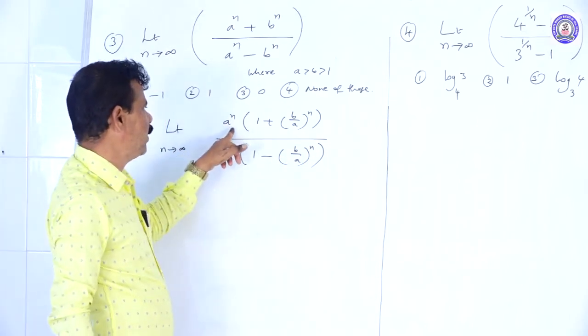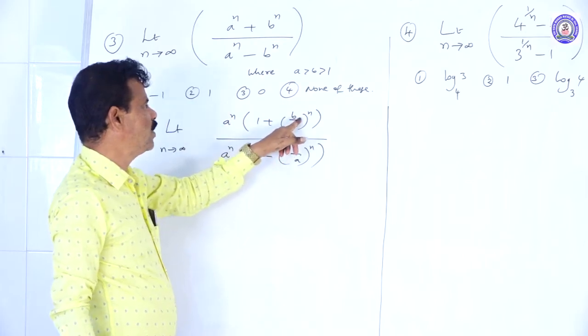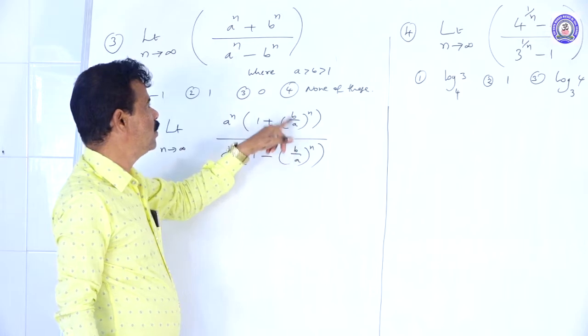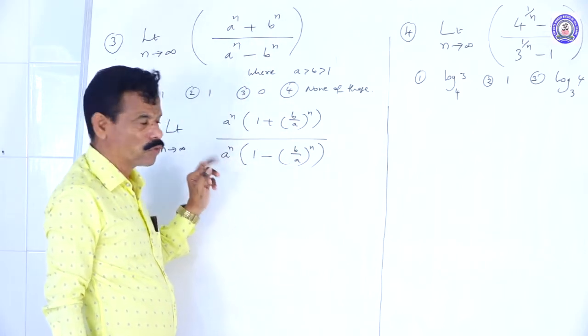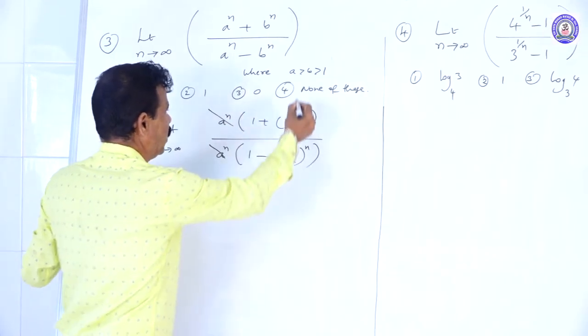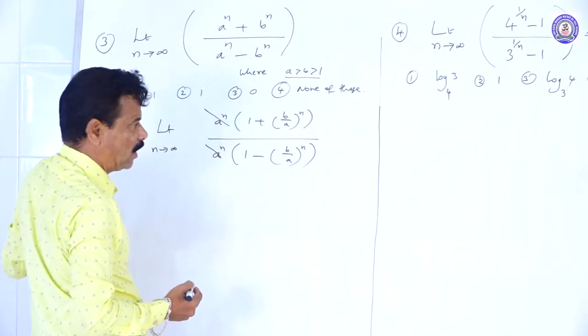Again we multiply a power of n into 1, a power of n into this b power of n by a power of n. A power of n cancelled, same b power of n. Similar to that, in the denominator also a power of n gets cancelled. Here one condition is given, a greater than b and greater than 1.